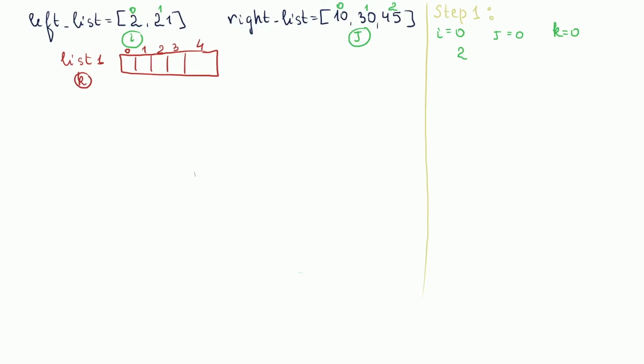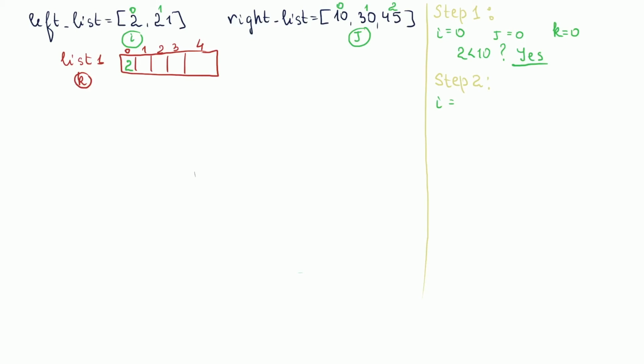Step 1: i equals 0, j equals 0, k equals 0. We compare the element from the left list to the element from the right list. So we compare the left list element with index 0, because i equals 0, to the element from the right list with index 0. So is 2 less than 10? Yes. Then we write 2 into list1 with index 0. In the next step, we will increase i to 1 and k to 1.